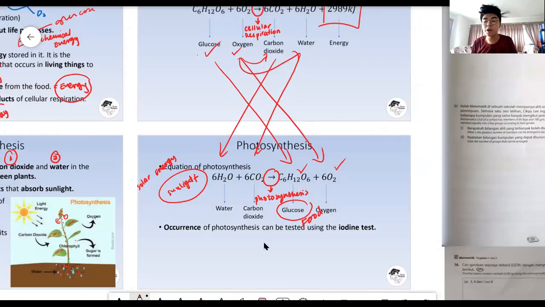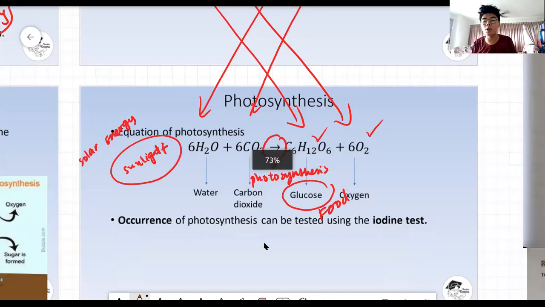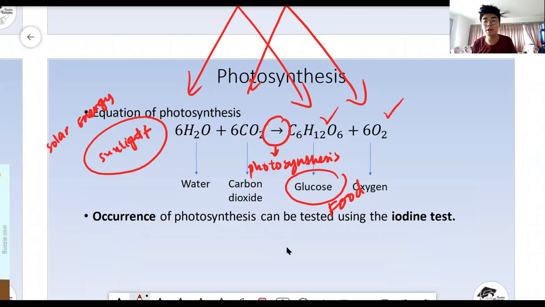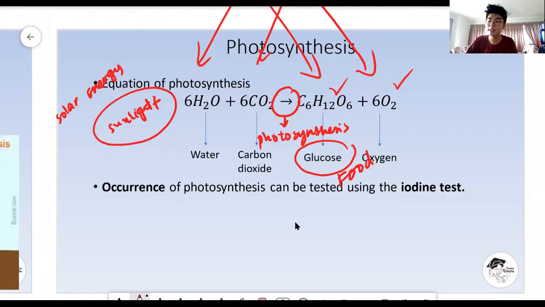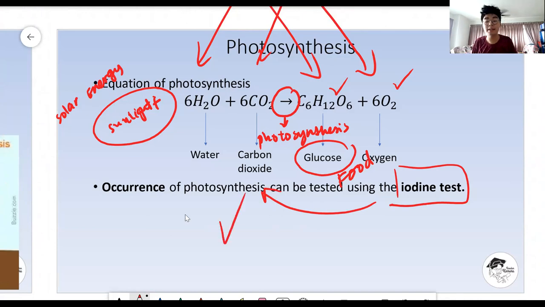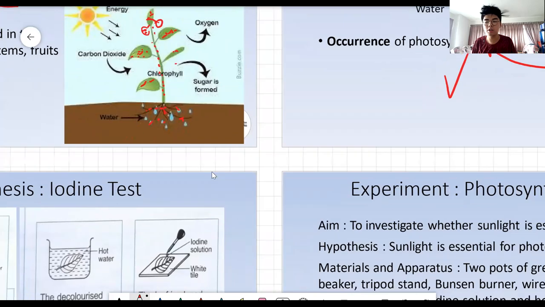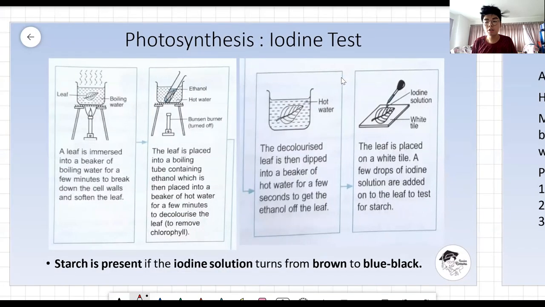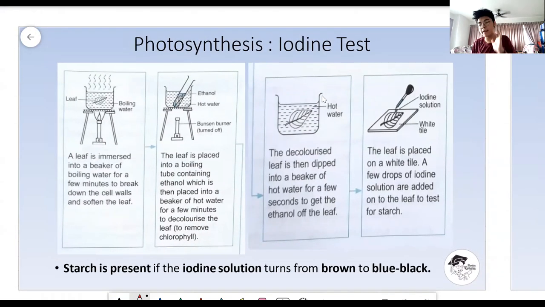Okay, so the occurrence of photosynthesis can be tested using the iodine test. Okay, there is a test. We call it the iodine test. Namanya iodine test. To test what? To test whether or not photosynthesis has happened. So this will be the iodine test. You can have a read for yourself. I'll just explain very briefly.